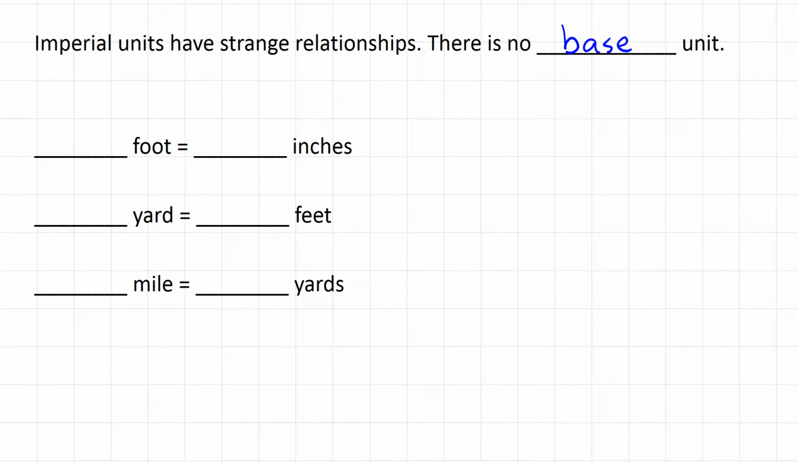So in the imperial units, we have 1 foot is equal to 12 inches, and we saw this one earlier when we were making imperial measurements. And we have 1 yard is equal to 3 feet. Lastly, 1 mile is equal to 1,760 yards.